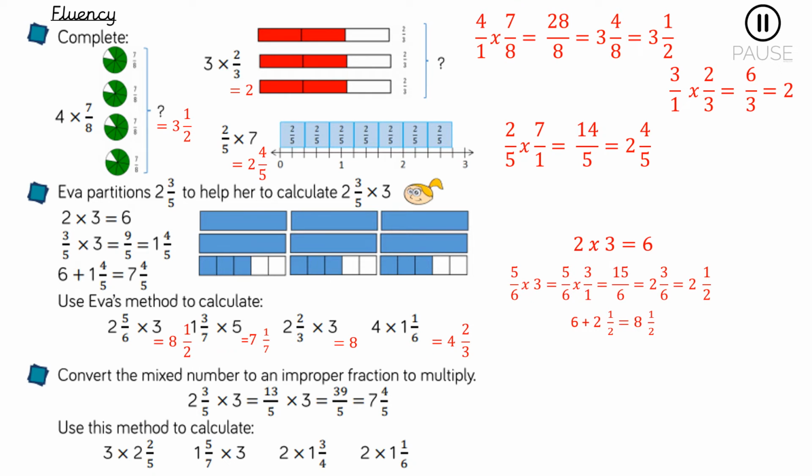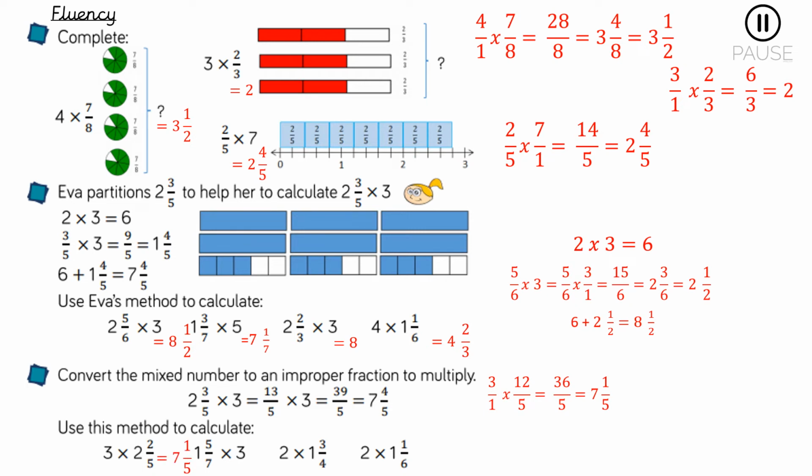So if you use that method, see if you can calculate the ones at the bottom, which you should have already done. So your 3 becomes 3 over 1, your 2 2/5 becomes 12/5, so it's 3 over 1 times 12/5, which is 36/5, and then convert that to a mixed number, and that becomes 7 1/5.